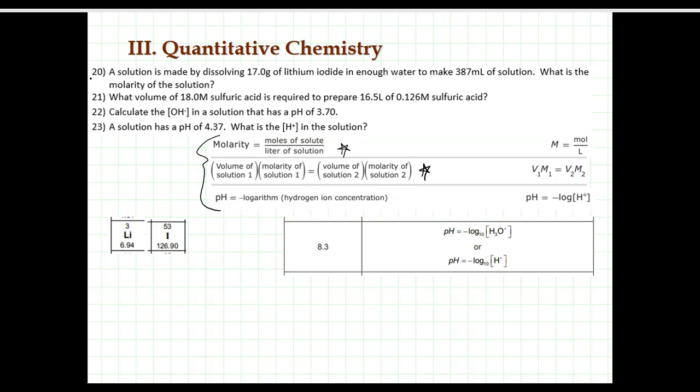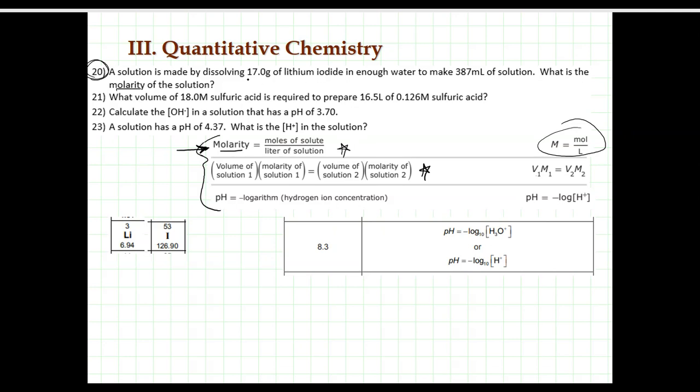So question number 20: a solution is made by dissolving 17 grams of lithium iodide in enough water to make 387 milliliters of solution. What is the molarity of that solution? So we definitely need to use this first formula, molarity, because we're trying to find molarity. So I need moles of solute, and nowhere in my question do I have moles. And then I need liters, and I also don't have liters. So we're going to have to do some converting before we can apply this fairly simple formula. Lots of steps before we can get to that.